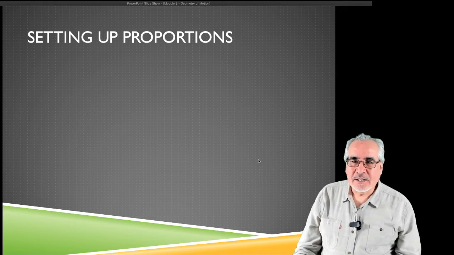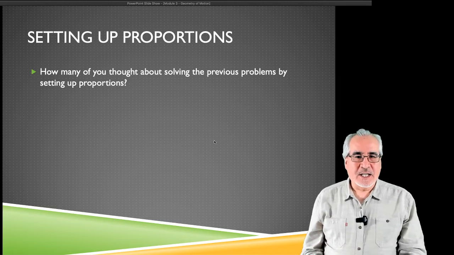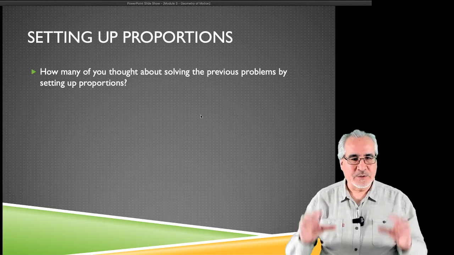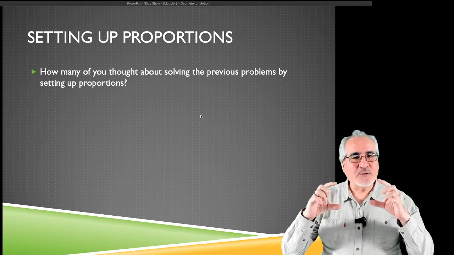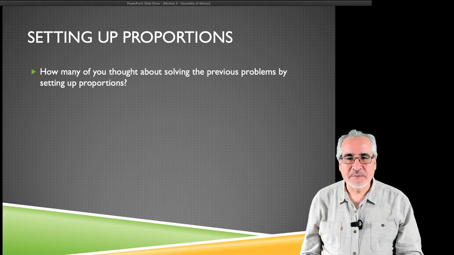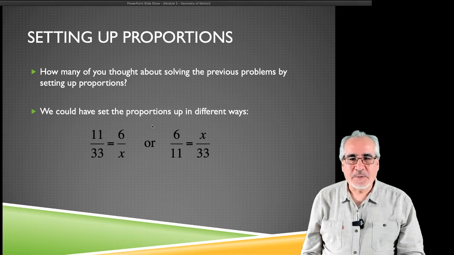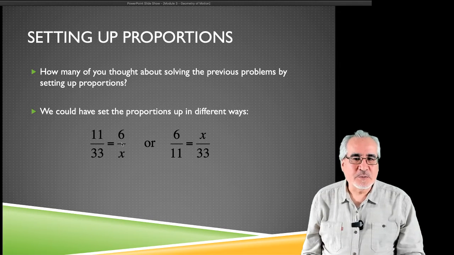And for the ratio approach, the missing part, we can often use something called a proportion. We set the two sides, two fractions, equal to each other, and then it makes solving for the unknown a little more straightforward. So how many of you thought about solving the previous problems? So we could set up the proportions, right? The thing is with proportions, there's always multiple ways.